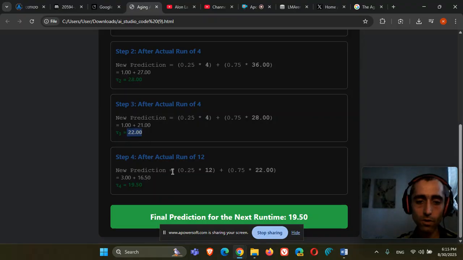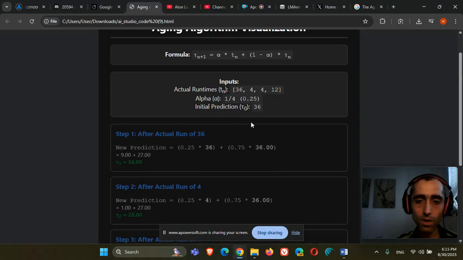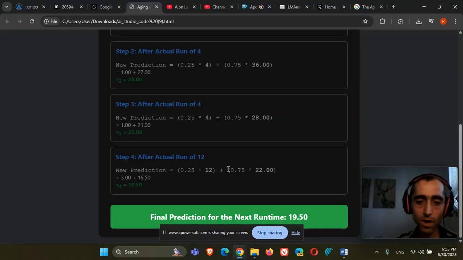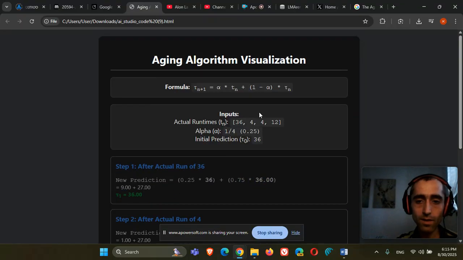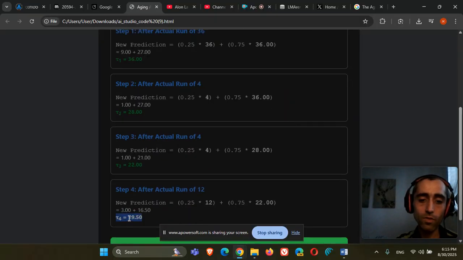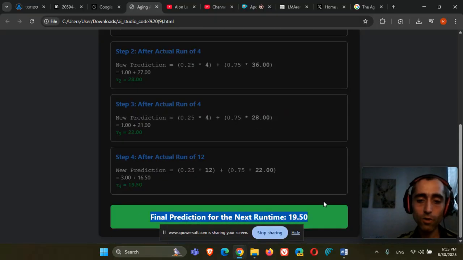Got a new prediction. Then alpha times actual time, which is 12, plus 1 minus alpha times the last prediction, and here we go, we get the prediction for the next burst time on the CPU, which is 19.5. So the final prediction for the next runtime on the CPU is 19.5.